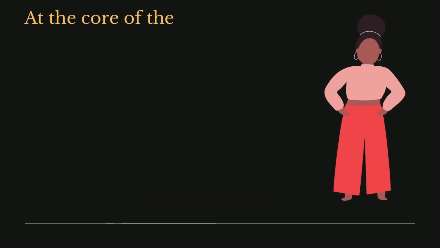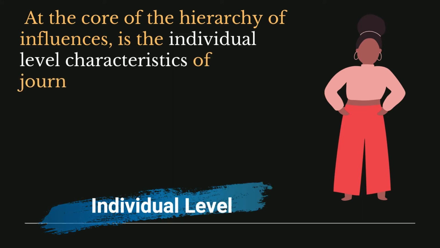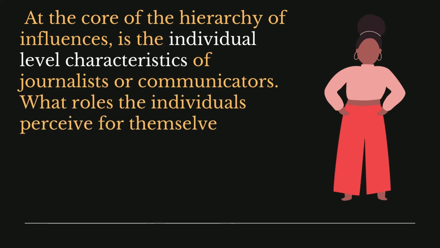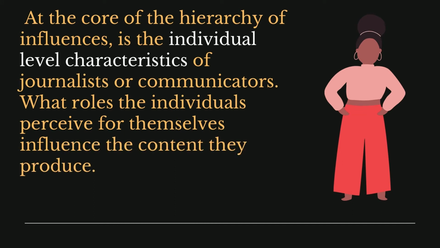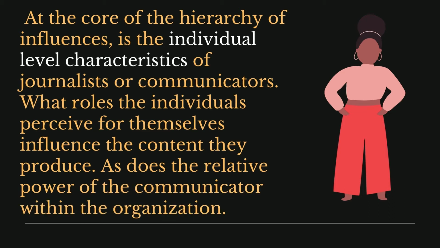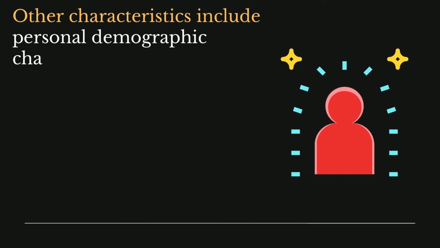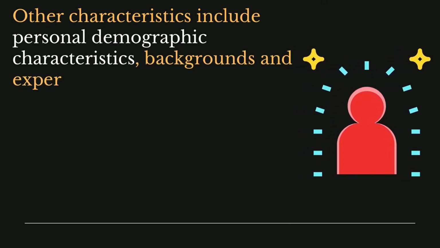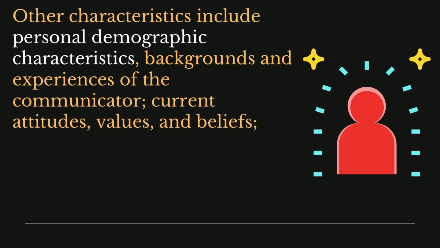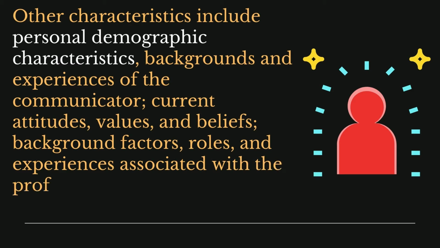At the core of the hierarchy of influences is the individual level characteristics of journalists or communicators. What roles the individuals perceive for themselves influence the content they produce, as does the relative power of the communicator within the organization. Other individual characteristics include personal demographic characteristics, backgrounds and experiences of the communicator, current attitudes, values and beliefs, background factors, roles and experiences associated with the professional context of the communicator.